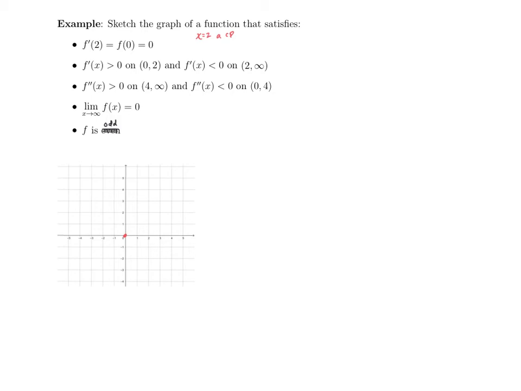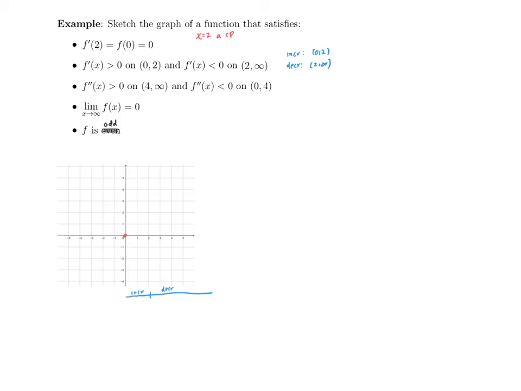So let's think about what the first derivative tells us. It's positive on the interval from 0 to 2, and what that indicates is that our function will be increasing on 0 to 2, and it is negative, i.e. a decreasing function, on the interval from 2 to infinity. And I'm going to try to encode this information below our axes. So from 0 to 2, we are increasing, and after 2, we are decreasing.